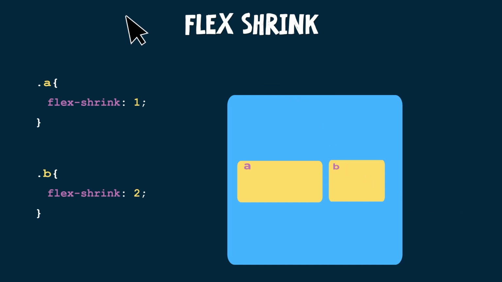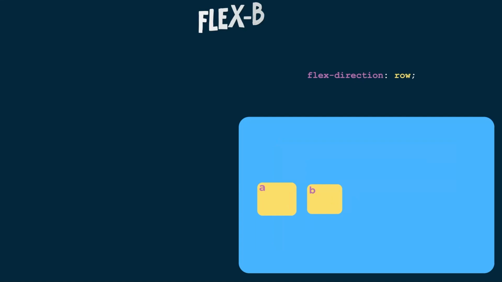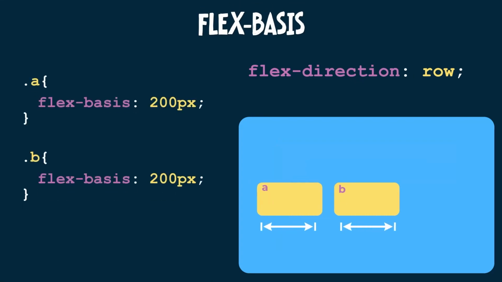Before I go over to the next example, I'll showcase one last property, and that is flex basis. This controls the initial width of our elements if our flex direction is set to row, and it will be the initial height if our flex direction is set to column.